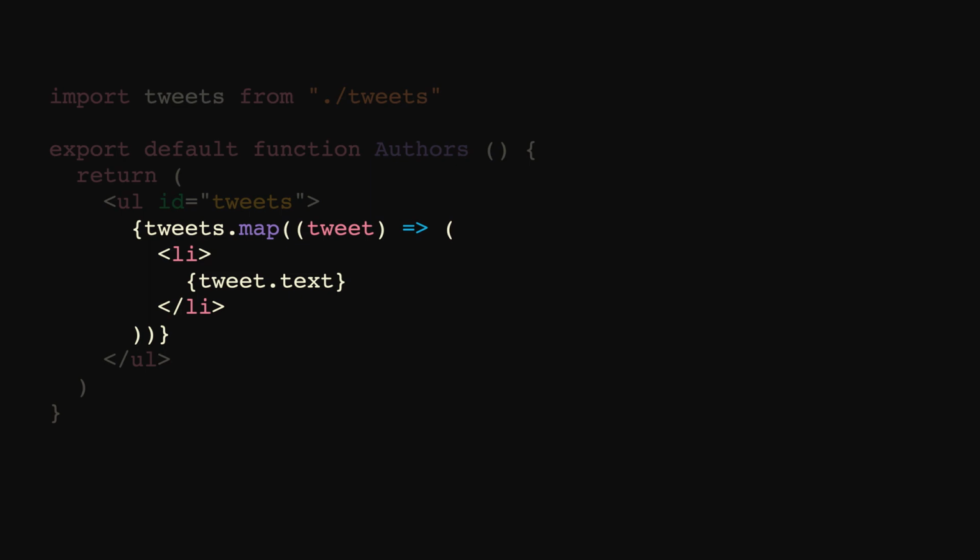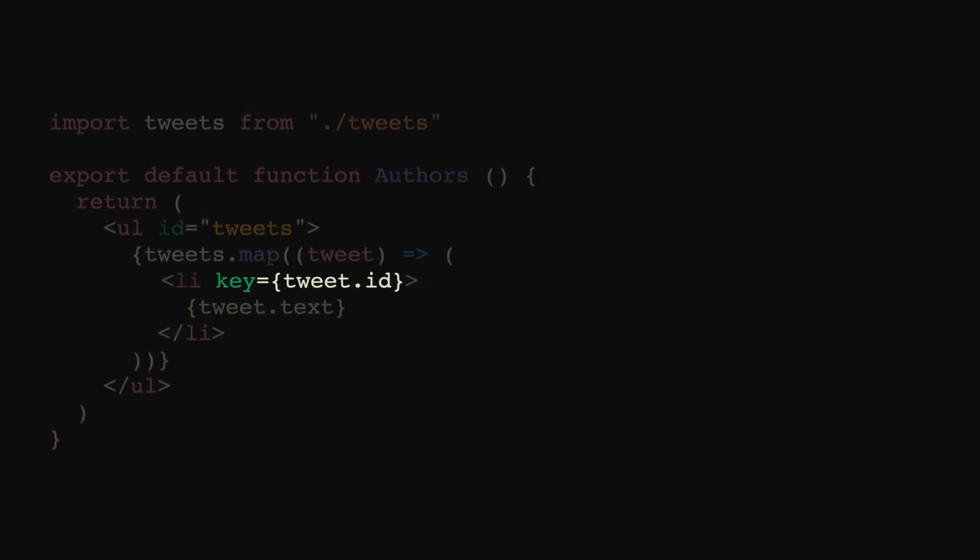Now, there is just one small addition we need to make to our code. Whenever you use map to create a list in React, you need to make sure that you add a unique key prop to each of the list items. It's React's job to make rendering the list as fast as possible. When you give each list item a unique key prop, it helps React to know which items, if any, have changed across different renders of the components.